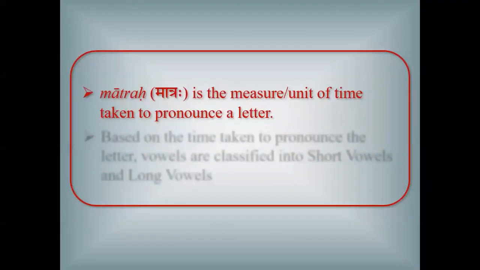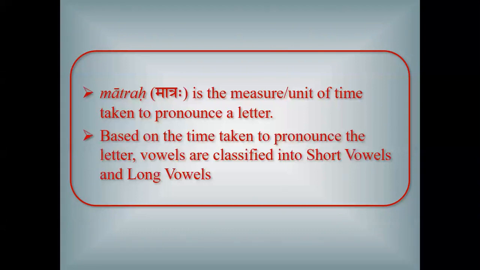We talk about short vowels and long vowels. What is the difference? The difference is only in terms of time. The time is measured by the word matra. Matra is the measure of time to pronounce the vowel. If it is a short vowel, then we say one matra. If it is a long vowel, then two matras. In Vedic chanting, we have three matras also, and more than three. Therefore, vowels are classified into short vowels and long vowels based on the time taken to pronounce them.